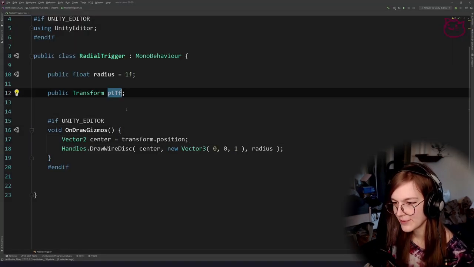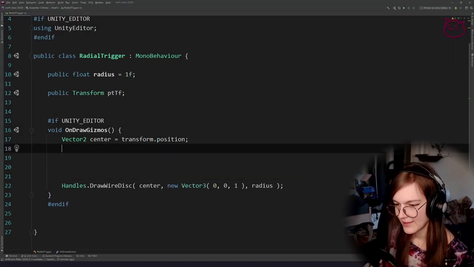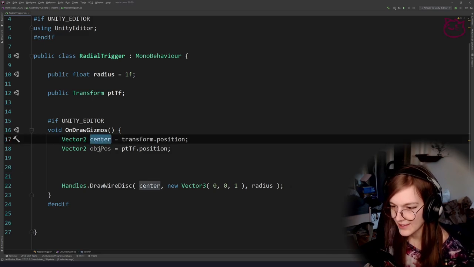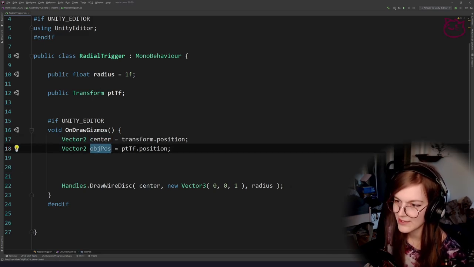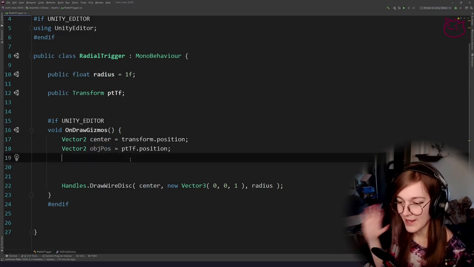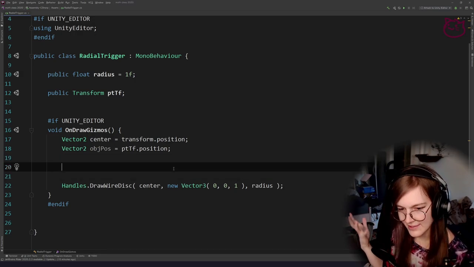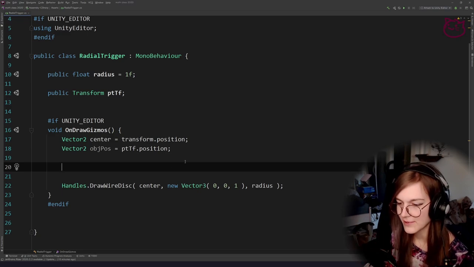So we have the transform of the point. So let's make an object position, dot position. So now we have the center of the trigger, we have the object position, and we have the radius. All we need now is the math to do this. We're probably also going to want to visualize this somehow so we can tell whether or not it's working.